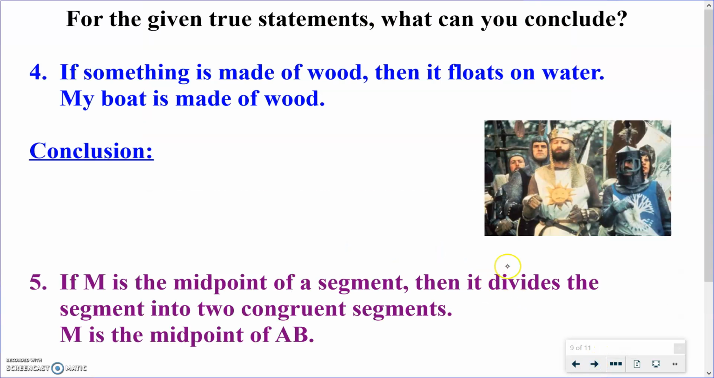Okay? So like right here, if something is made of wood, then it floats on water. And you can say my boat is made of wood. So then the conclusion we can draw is, well, then my boat floats on water.